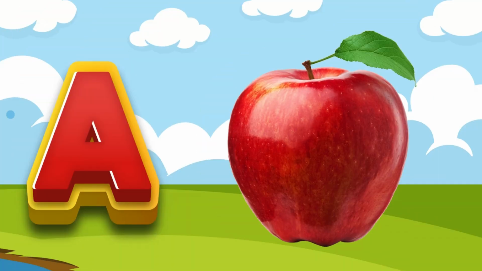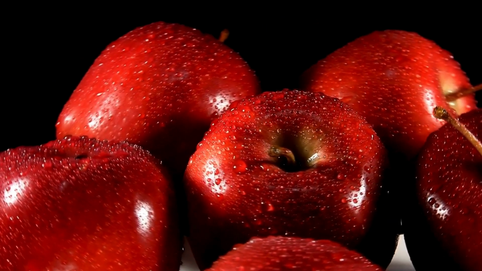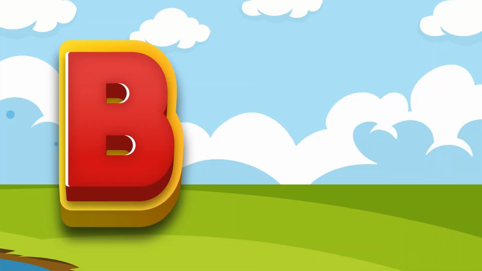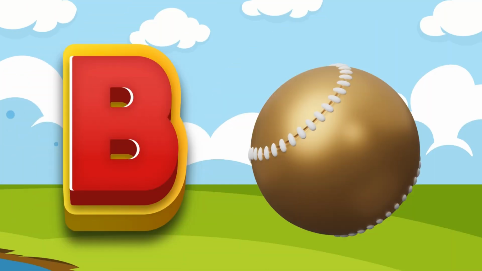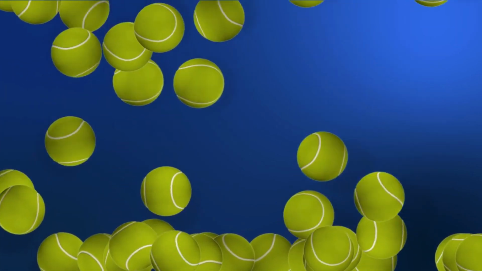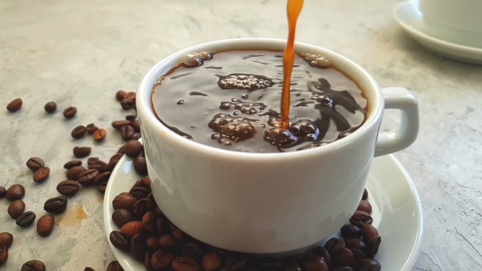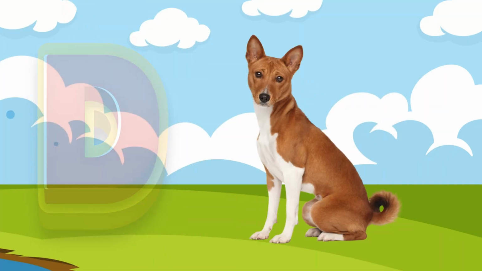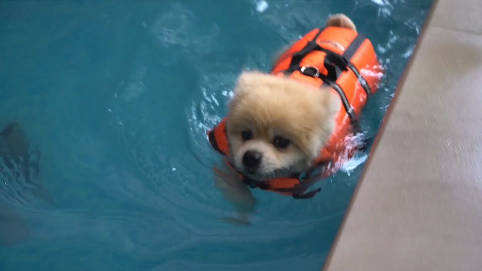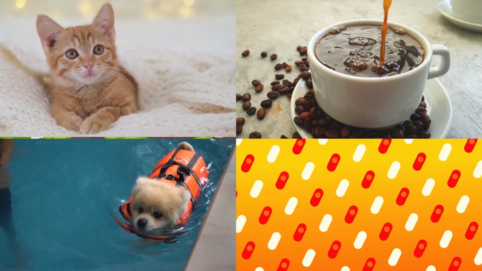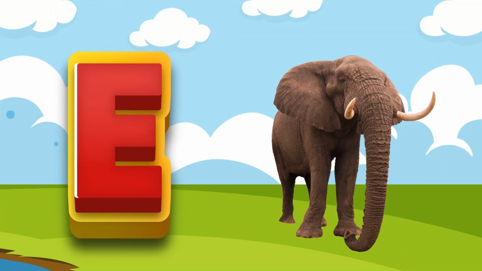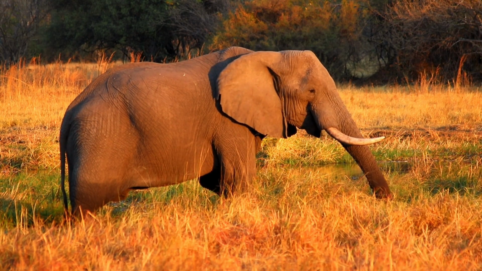A for apple, A for ant, B for bat, B for ball, C for cat and C for cup, D for dog, D for dots, E for egg and E for elephant, F for frog, F for fish.